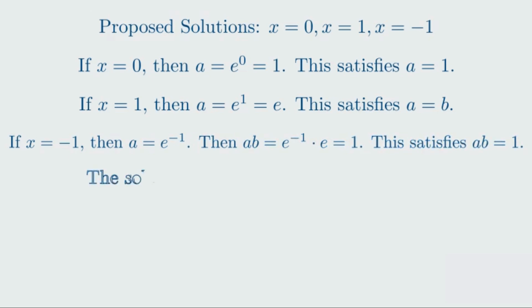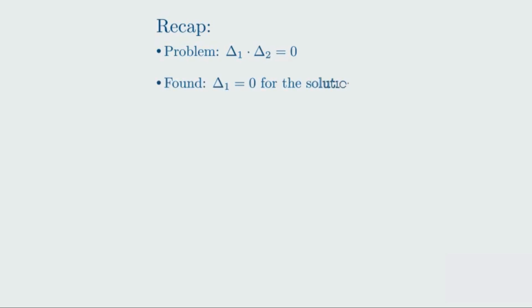All three of our solutions satisfy the conditions we derived. Therefore, we can be confident that these are the correct solutions. So, we have successfully solved the equation. We started with a product of two determinants, set it to 0, and saw that one of them, delta 1, was 0 for our solutions. We then solved the equation delta 1 equals 0.